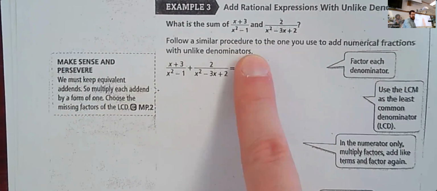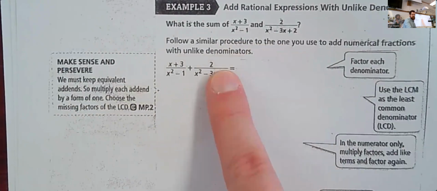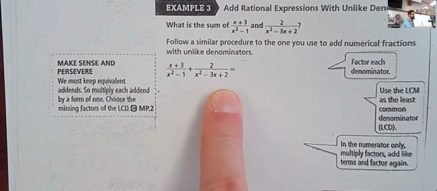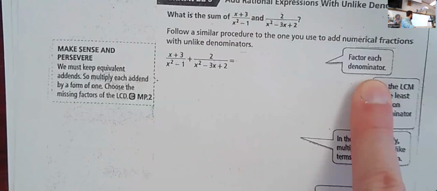Follow a similar procedure to the one you used to add numerical fractions with unlike denominators. So basically, we have to figure out a common denominator and then add together the numerators. So at its base, that's what we're doing. But in order to figure out our common denominators, we need a least common multiple, which we just practiced on the previous page, which means we have to factor the denominators to make that happen. So the first thing we're going to do is factor each denominator.